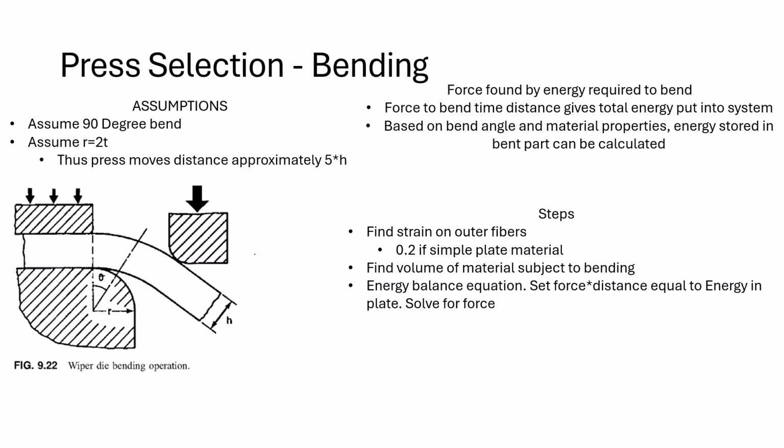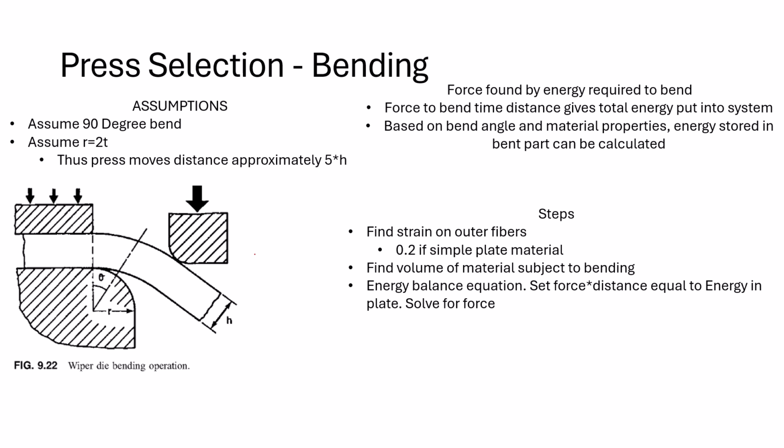So we're going to get into press selection, how we're going to select a press for bending, how much force is required. So we'll assume a 90-degree bend, assume R equals 2T, and then with that, we can say the math. It's approximately 5H, H being our thickness over here. The way this works is it's a balance of energy equation. You'll find the strain on the outer fibers, find the volume subjected to the material bending, at which point you can then find the energy in there.